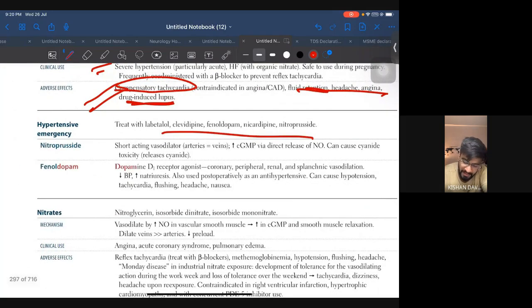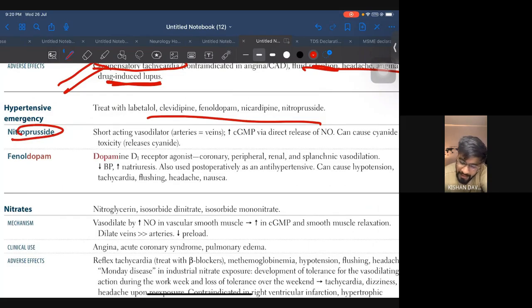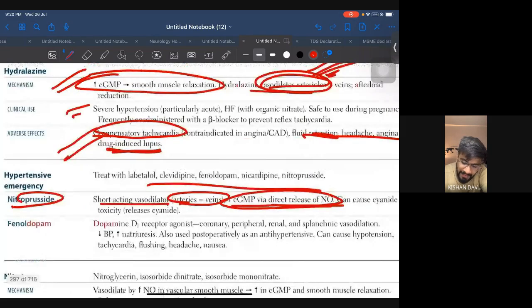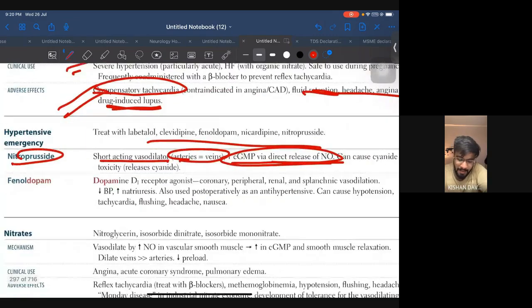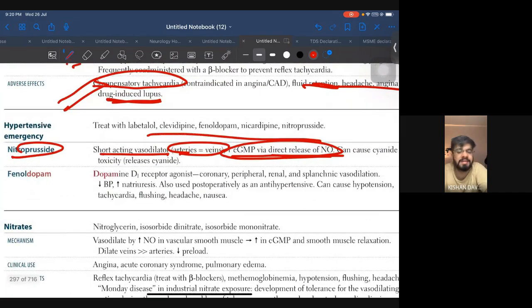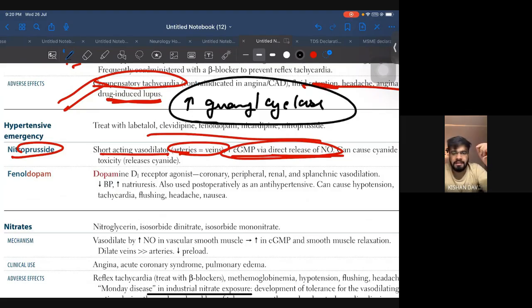Along with that, there are many other drugs. Nitroprusside: short-acting vasodilator, acts on both arteries and veins equally. Increases cGMP via direct release of NO. See, in hydralazine also there is an increase in cGMP. In hypertensive emergency, nitroprusside also increases cGMP. So increase in cGMP is very important. And sometimes instead of cGMP they will give you increase in guanylyl cyclase. So don't get confused. cGMP, guanylyl cyclase, everything is the same thing.